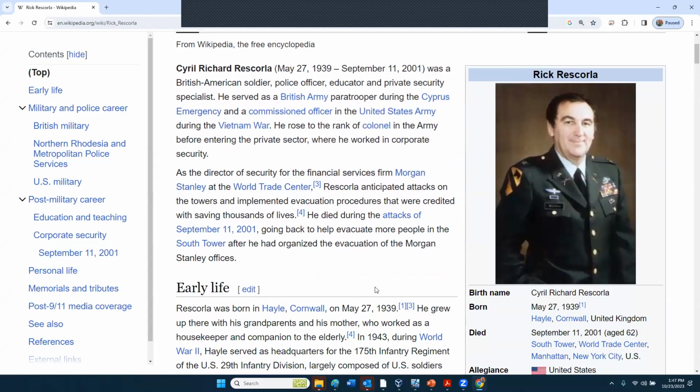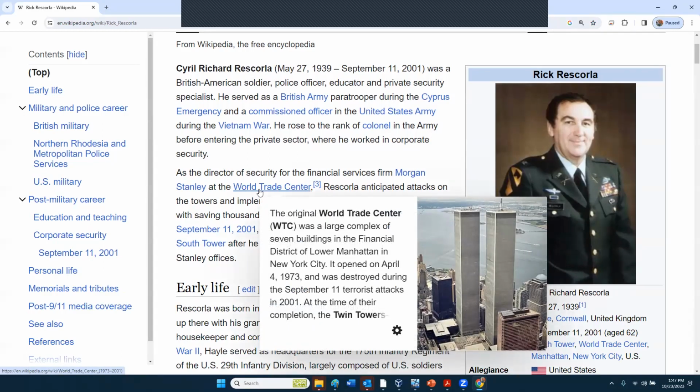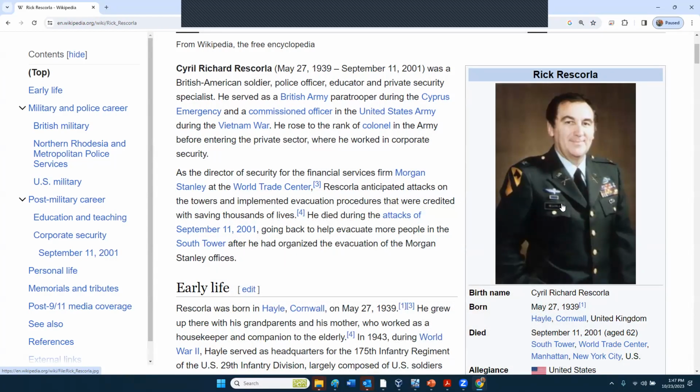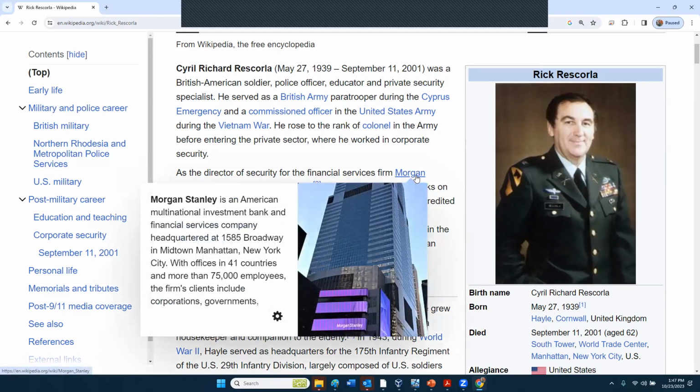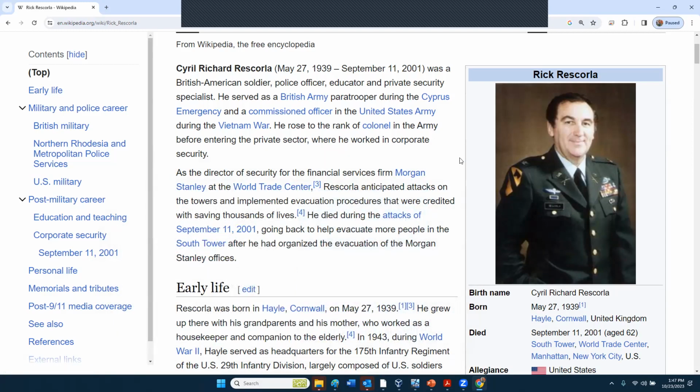Many years before, there was a truck bombing in the parking garage in the basement of the Trade Center. So Rick Rescorla had just been assigned as the disaster recovery specialist for Morgan Stanley at the World Trade Center in New York City. And not long afterwards, in the 1990s, there was a terrorist attack where a truck bomb was detonated in the parking garage in the basement of the World Trade Center.